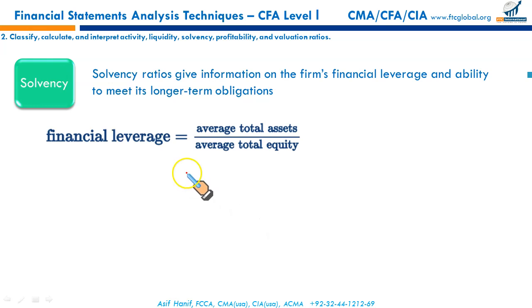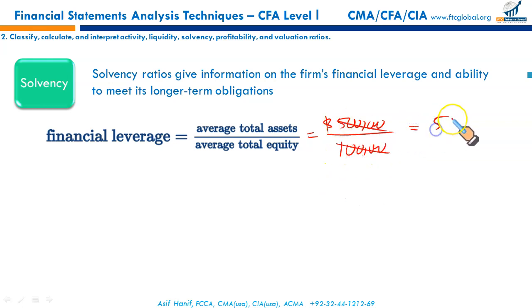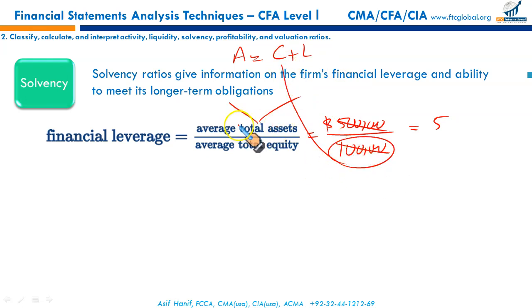Next ratio, financial leverage. Average total assets is how many times of your total equity. Let's say a business has total assets of $500,000 and the equity is just $100,000. That is 5 times. What does it mean? We know total assets can be written on the other side: assets is equal to capital plus liability. If the capital is $100,000, then out of this $500,000, $400,000 represents debt.